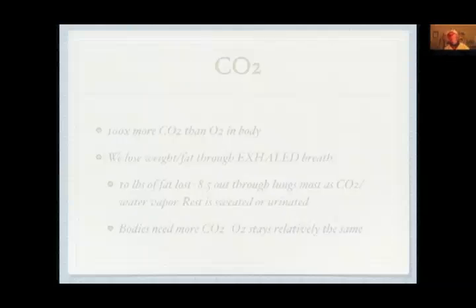All right, CO2. We have 100 times more CO2 than oxygen in the body. We lose weight, we lose our body fat through exhaled breath. Okay, so if you lost 10 pounds of fat, 8.5 of that came out through the lungs, mostly as CO2 and also water vapor. The rest is sweated out and or urinated.